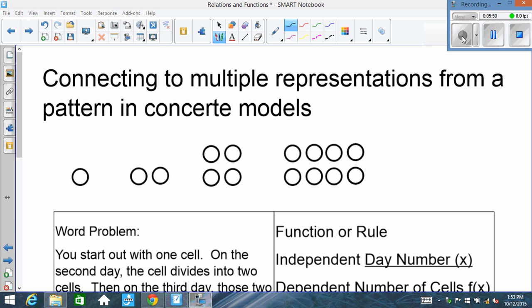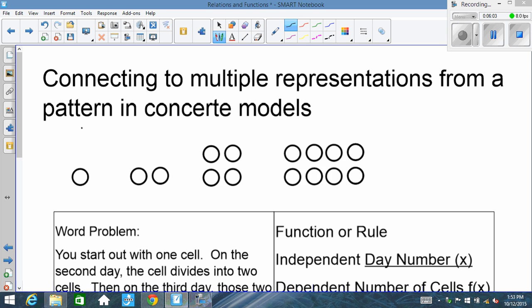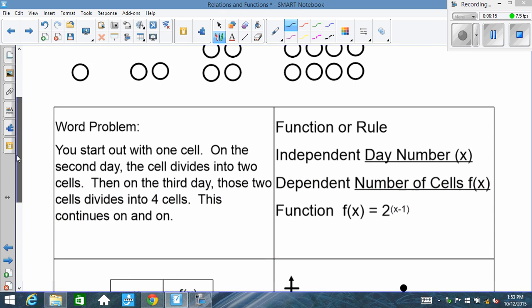The last thing that we should be able to do in this unit is you should be able to connect multiple representations from a pattern in a concrete model. So if you look at this pattern, we have a 1 here. We have 1, then it goes 2, then 4, then 8. So you see what's happening. It's doubling, so it should go 16, then 32. So here's how you have to connect a concrete model like this to the other 4 types.